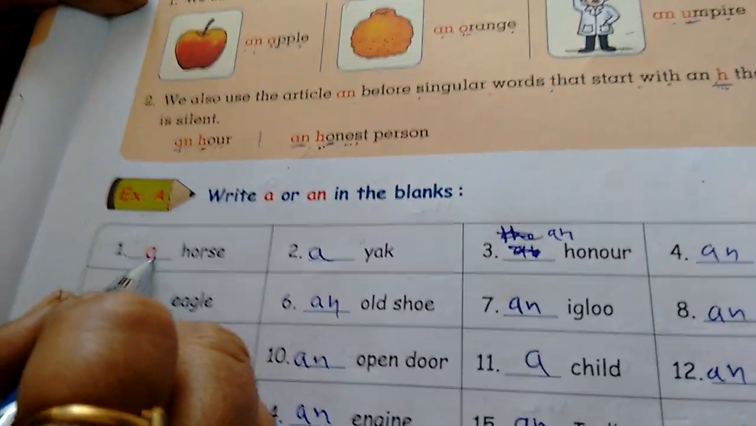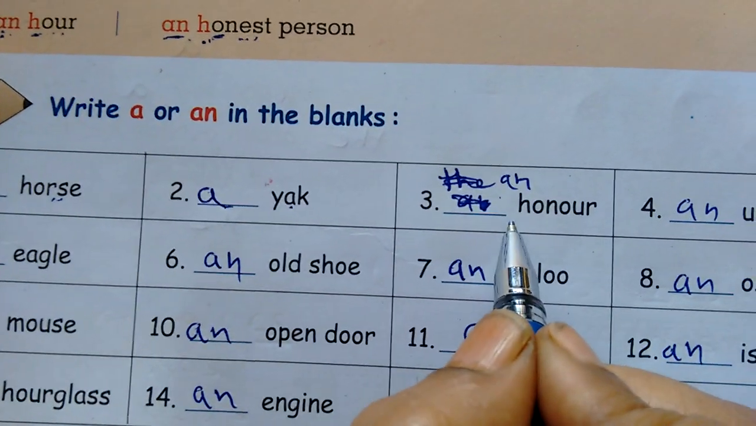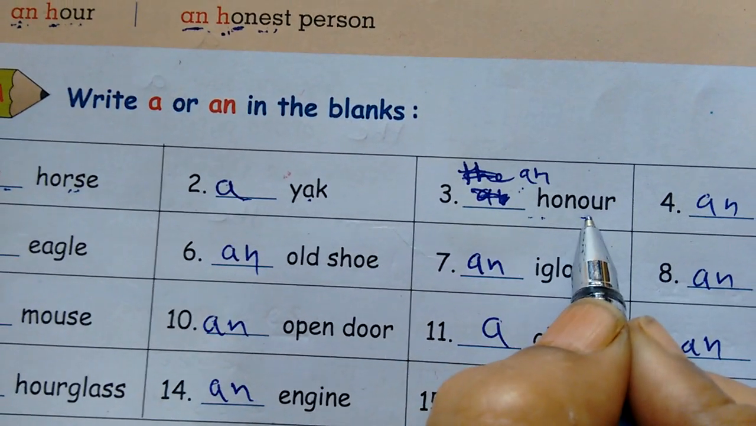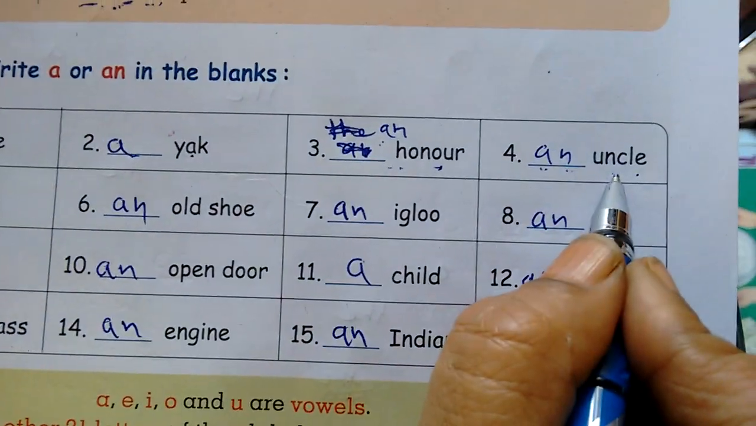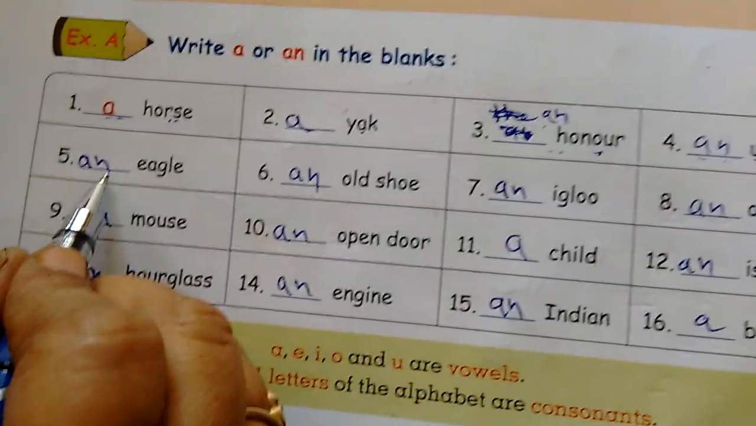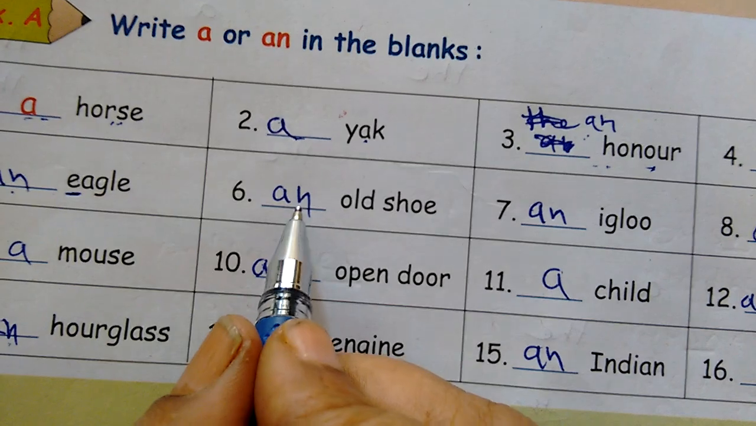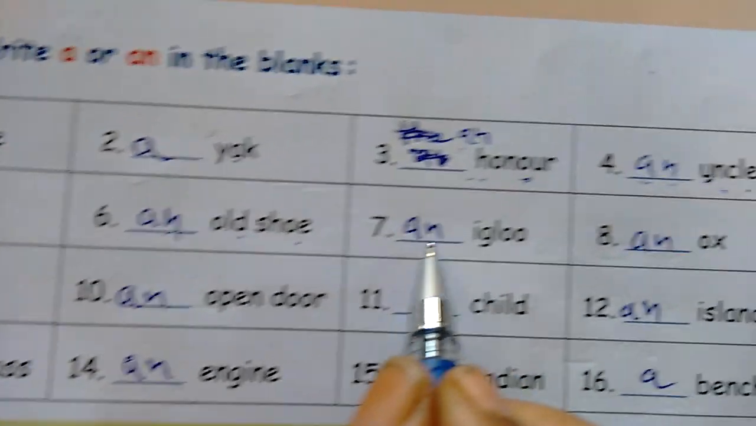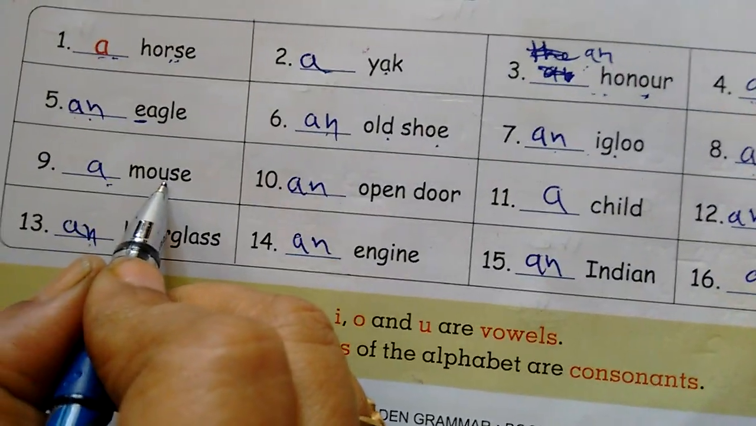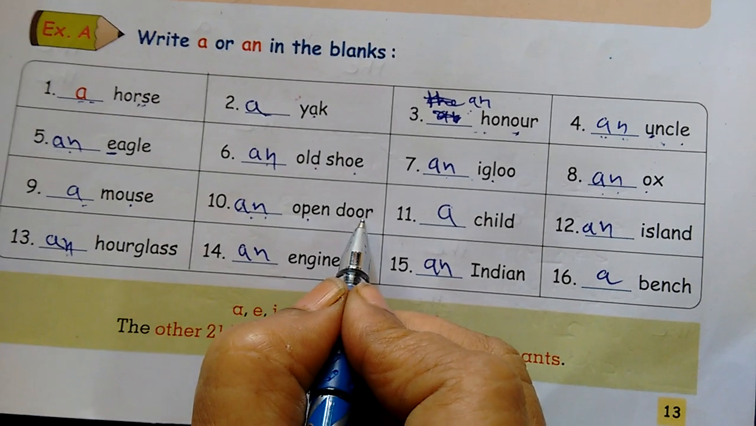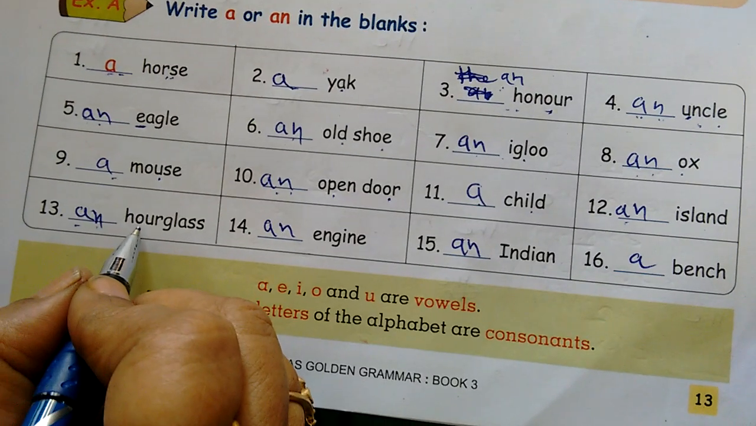Now look here. A horse. A yak. An honor. Then an uncle. We have to use A or an. An uncle, it starts with U. An eagle, it starts with E. An old shoe. An igloo. An ox. A mouse. An open door. A child. An island. An hourglass.